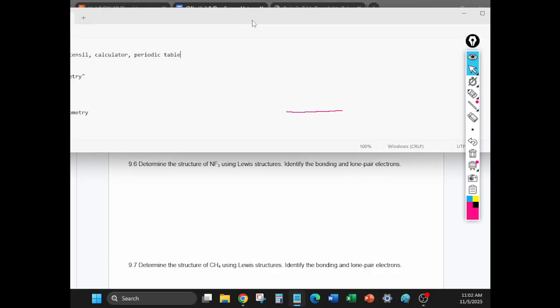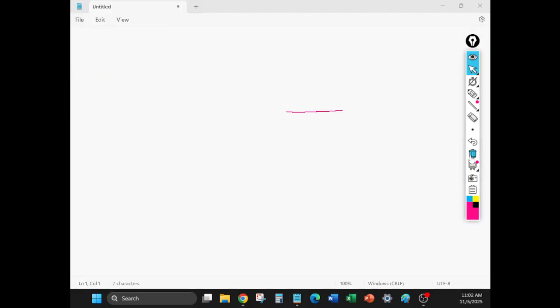Alright, so I'm gonna pull up this blank screen right here, and we're gonna just visualize what is going on. So let's start with something easy. Let's start with hydrogen. Hydrogen has one valence electron each. Now, if you look at hydrogen, it has only one shell, right? And what's the total number of electrons that can go in that first shell? 2. So there can be 2 max.